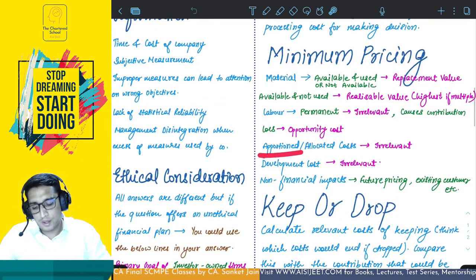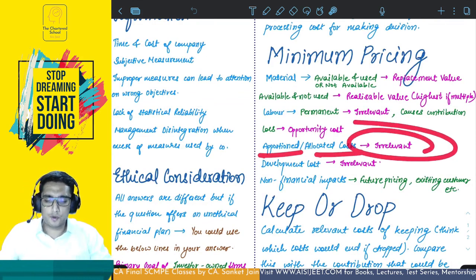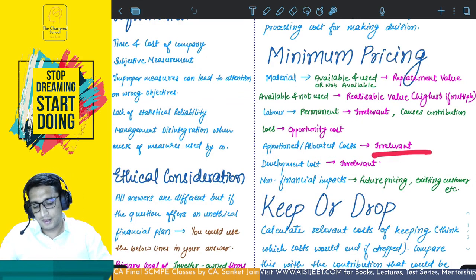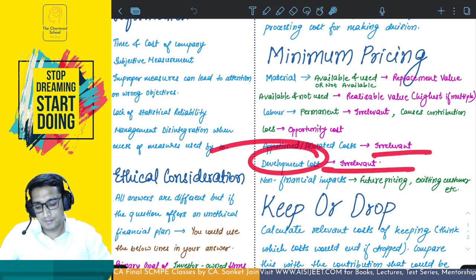Next, apportioned or allocated costs are historical. Apportionment of historical costs is irrelevant. Development cost is also a historical cost, irrelevant.